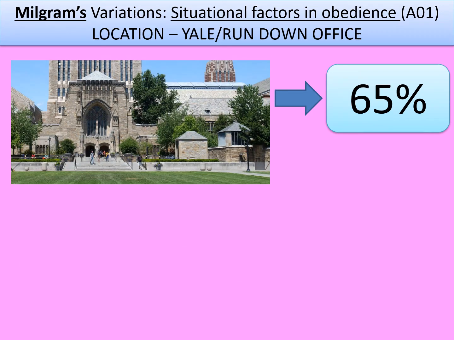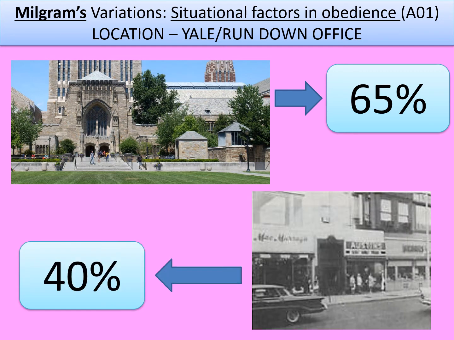Milgram did a variation where he changed the location. The original location is Yale University, which you can see in that picture, and we know that baseline obedience was 65%. When they changed the location to a rundown office in Connecticut, obedience dropped to 48%. Now that figure on the screen is incorrect. It's not 40%, it's 48%. Could you make sure that you make a note?